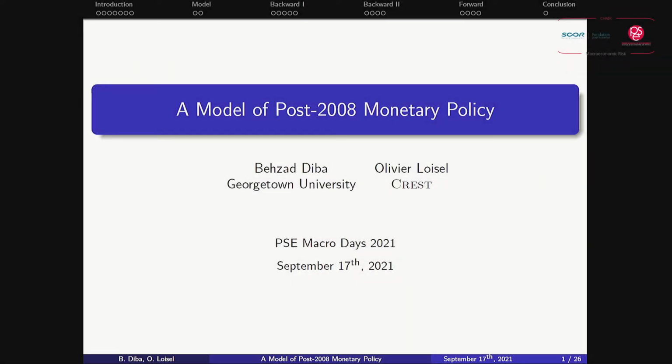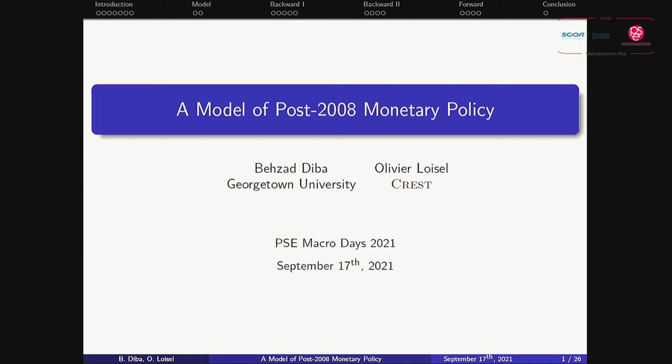So this is a paper about a model of post-2008 monetary policy, and this is joint work with Behzad Diba. The motivation for this paper is quite clear. Since the end of 2008, the Fed has been communicating its monetary policy in terms of two policy instruments. One is the interest rate on bank reserves, what we call the IOR rate, the interest on reserves rate, and the other is the size of its balance sheet.